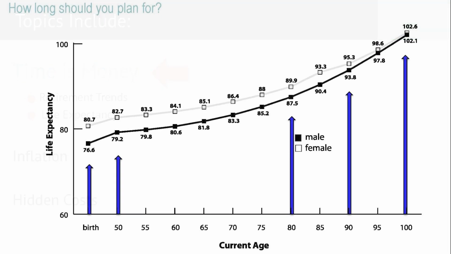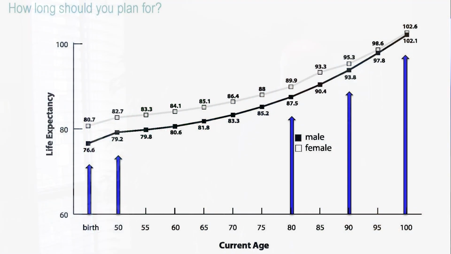All right, this is a CSO chart, Commissioner Standard Ordinary Mortality Table. This is what insurance companies used to use to price their products. So they get male and female. If you're a male born today, you have a better than average chance of making it to 76.6 years. If you're 50, chances are you're going to make it to 79. If you're 80, 87, 90, 93, and if you're 100 years old, congratulations, you got 2 more good years.